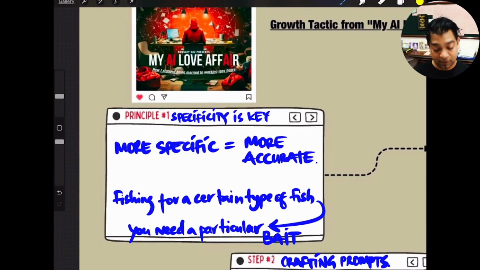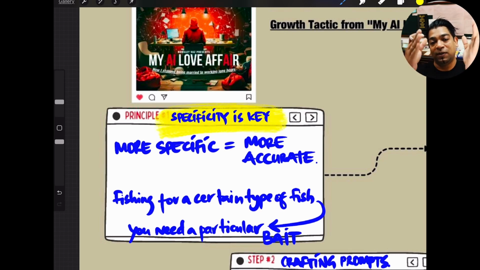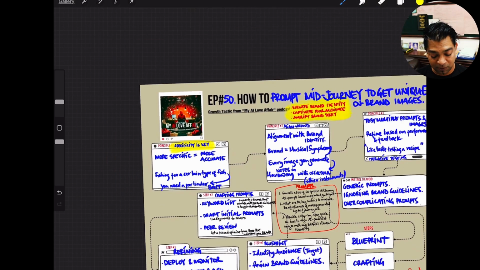Principle number 1 is specificity. Specificity doesn't mean a longer prompt. It just means that you're being very specific about what you want. It does not mean that you keep writing stuff, because that could confuse the artificial intelligence as to what you really want. Being specific in your prompt will allow you to attract what you're trying to achieve. So what is the image trying to do, and how does it align with your brand? So the first principle is specificity.